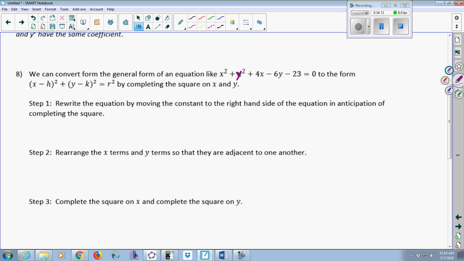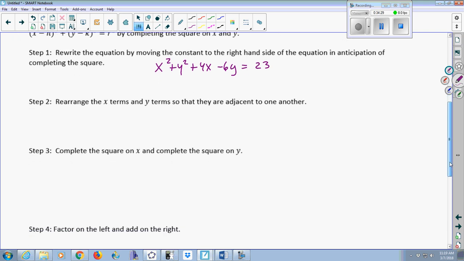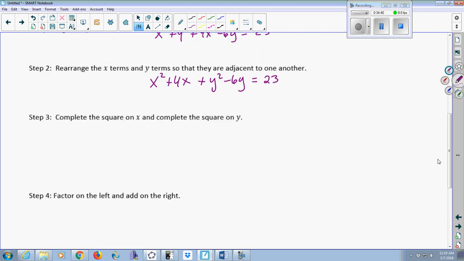So the first thing you do is you take this quadratic equation in two variables, and you move the constant over to the right side. So the first thing I'm going to do is write x squared plus y squared plus 4x minus 6y equals 23. Then I'm going to put all of my x terms beside each other and all of my y terms beside each other.